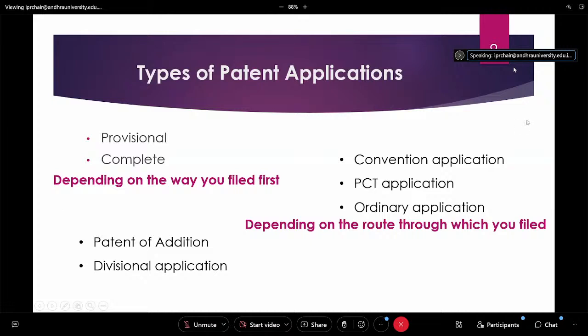Now, depending on the route through which it is filed, there can be 3 applications. Ordinary application, that is the regular patent application filed only in India, that will be called ordinary application. Then PCT application. PCT means Patent Cooperation Treaty. Then another one is convention application. These are for filing in other countries. So depending on the route through which you are filing, that will be called either ordinary or PCT or convention application. Then, depending on the situation, how you are filing your patent application, it can be patent of addition or divisional patent application.